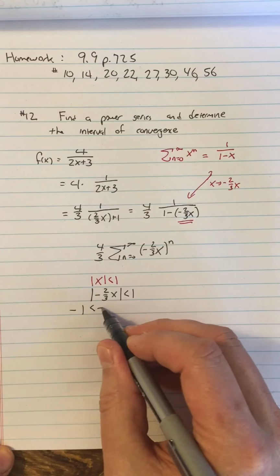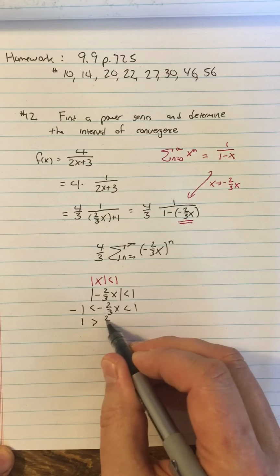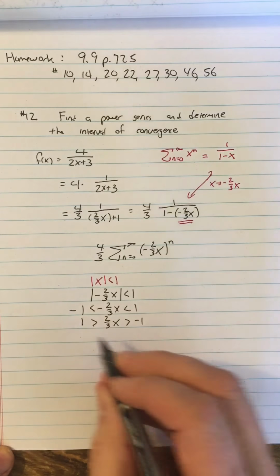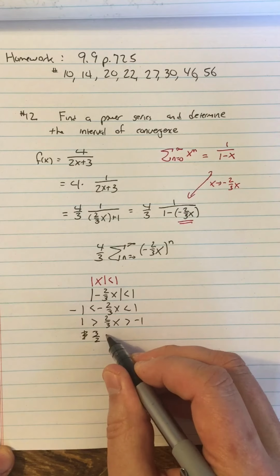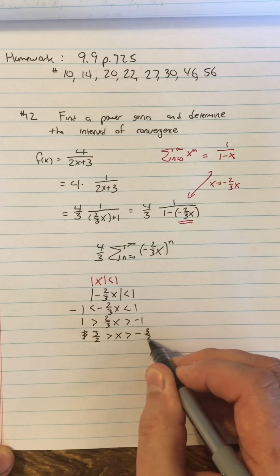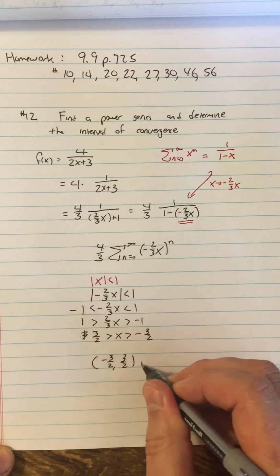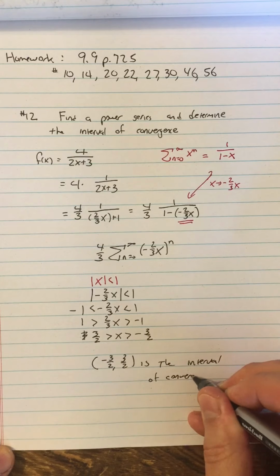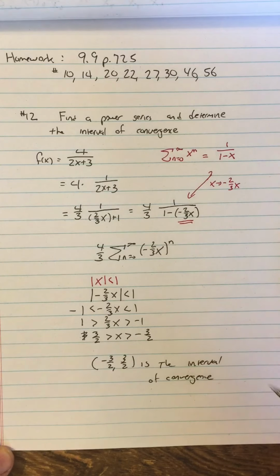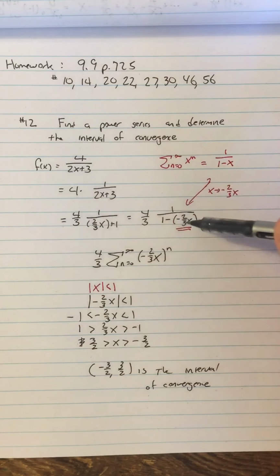So negative 1 is less than negative 2/3 x is less than 1. So 1 is greater than 2/3 x is greater than negative 1. And let's multiply by the 3/2. So 3/2 is greater than x is greater than negative 3/2. When I write an interval, I always have to write the smaller number on the left. Negative 3/2 to 3/2 is the interval of convergence. And basically that's the idea of all the homework: can you take one of the series that we knew and get the function they gave you to look like that by doing factoring, manipulation, substitution, maybe an integral or a derivative.